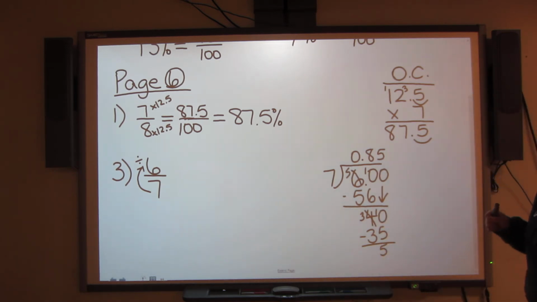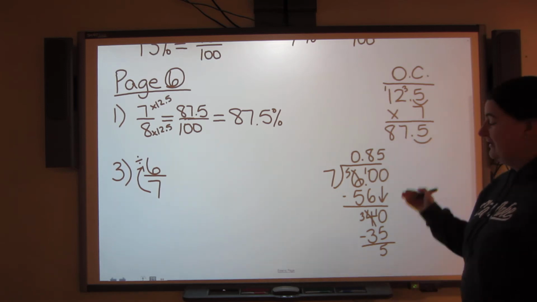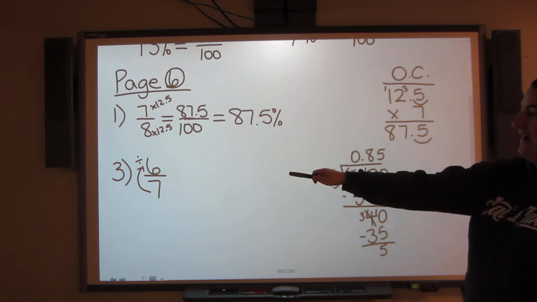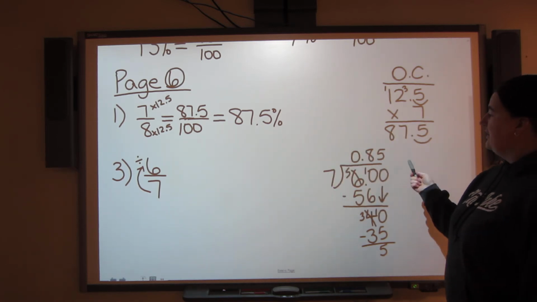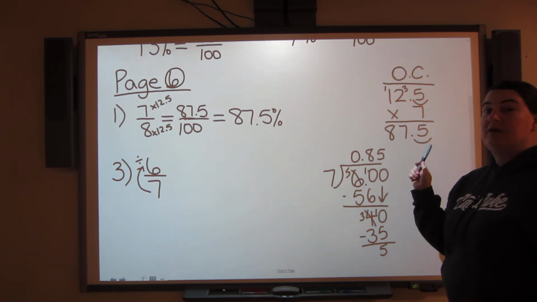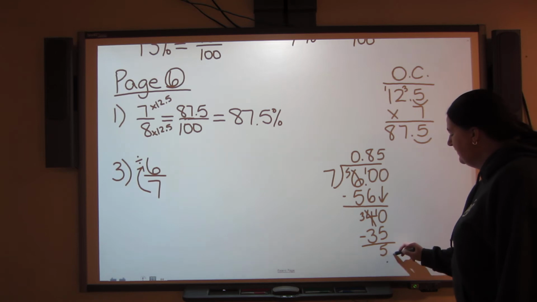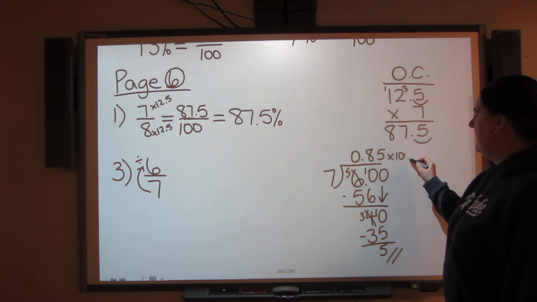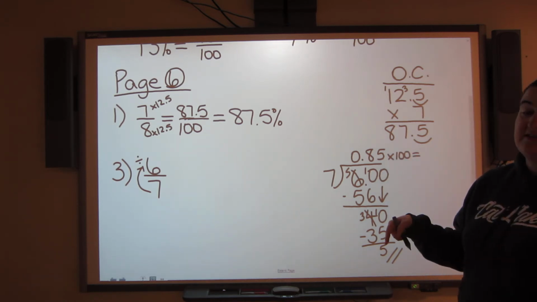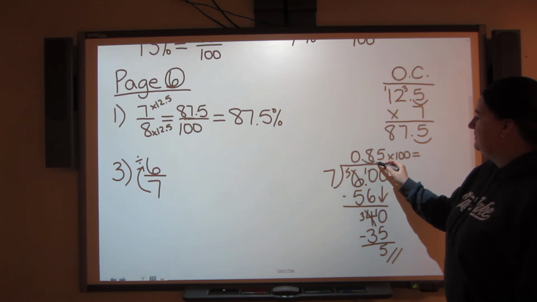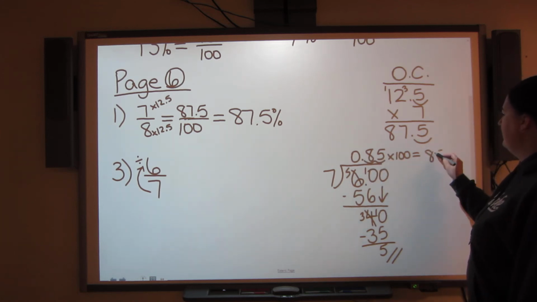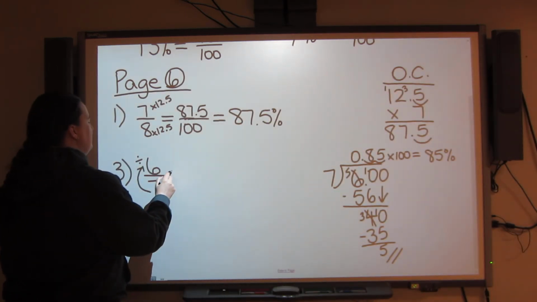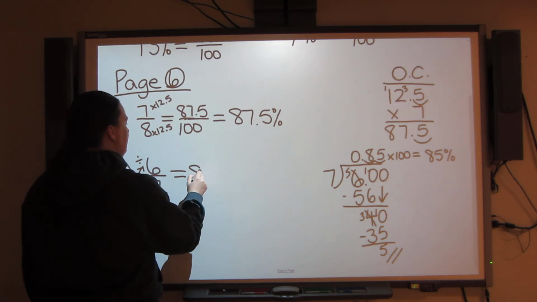5 left over. Now, yes, you could keep going. You could keep dropping zeros. But remember that when you're turning a fraction into a percentage, you only need the first 2 numbers after the decimal. So we can leave it there. I have 0.85, which I then times by 100 so that I can get my percentage. I move that decimal 2 spots over, so I end up with 85%. So 6 over 7 equals 85%.